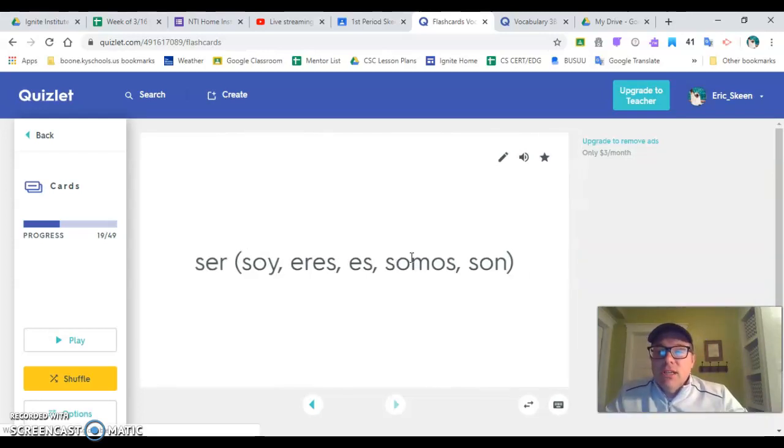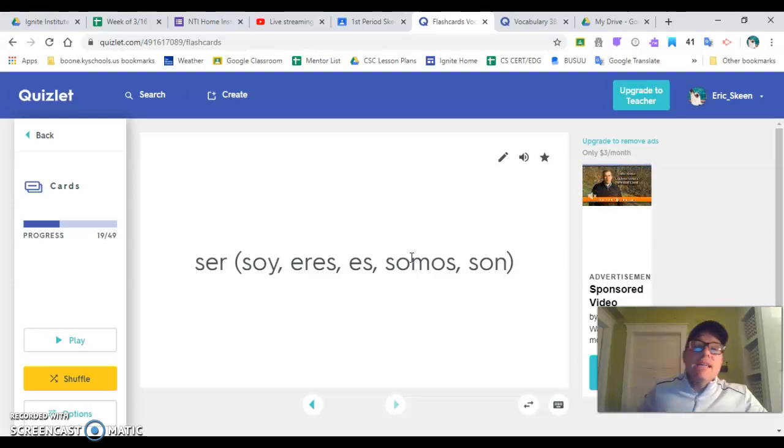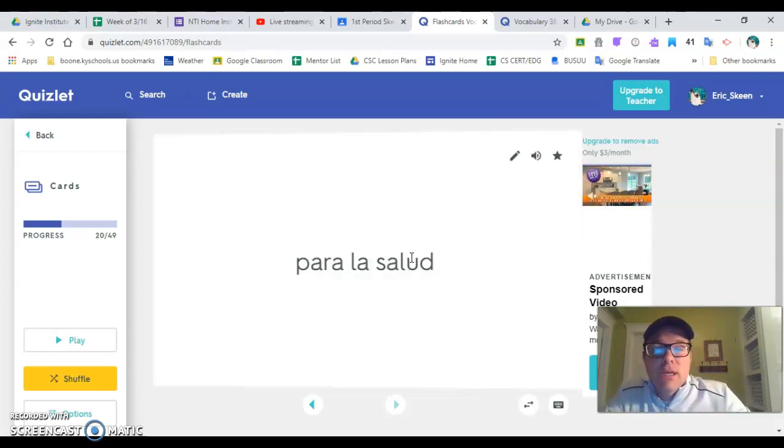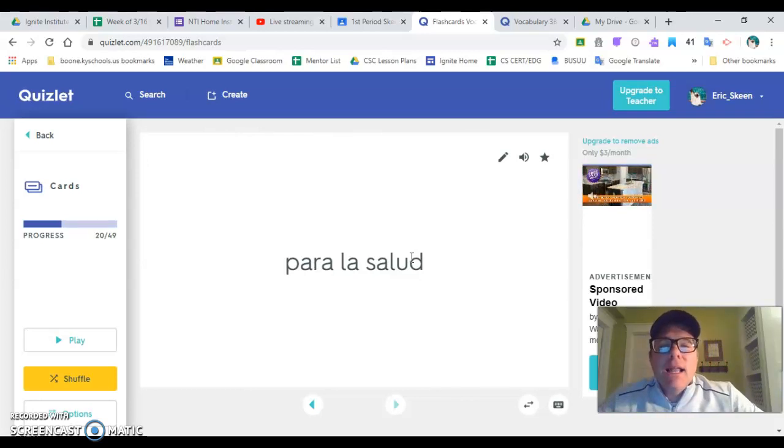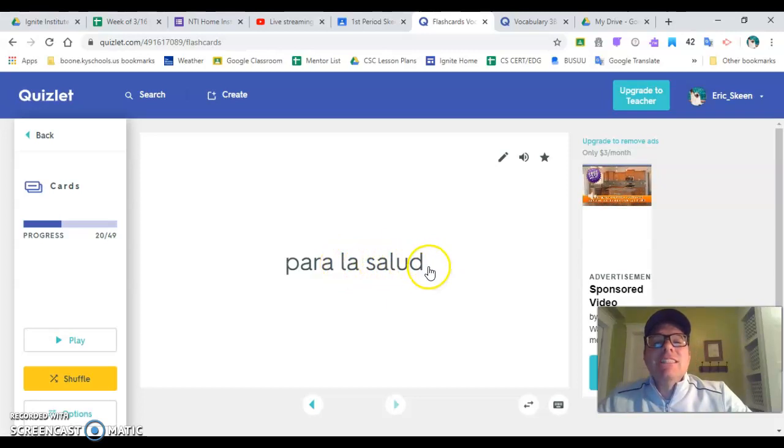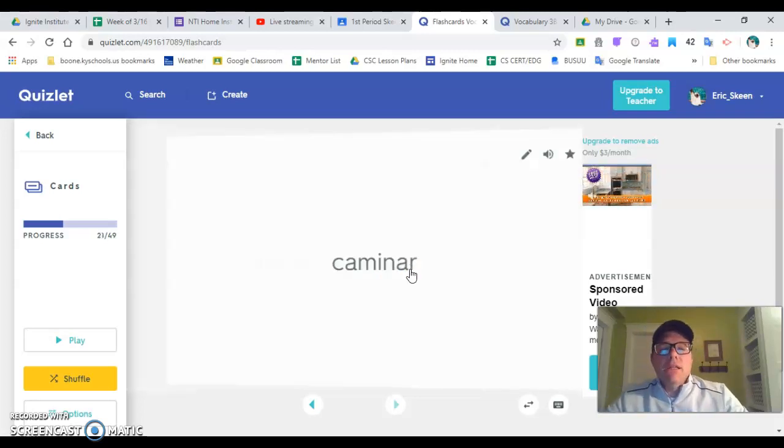Next one is the verb ser, means to be. Here are your 5 conjugations of ser. Soy, eres, es, somos, son. Gotta know these. These will show up. Okay, the next one is para la salud. Okay, again, as we talked about previously, salud or health.